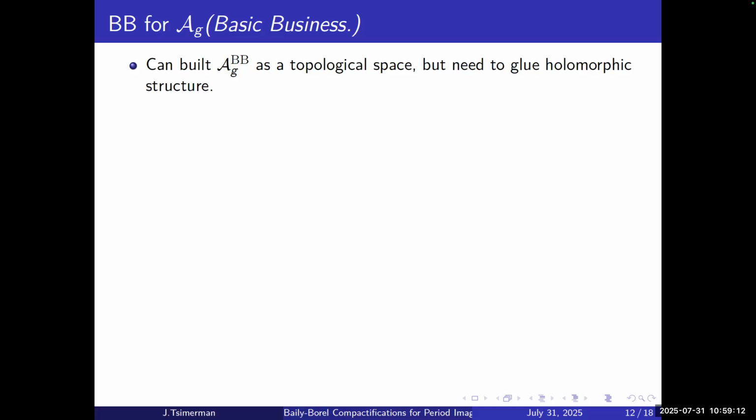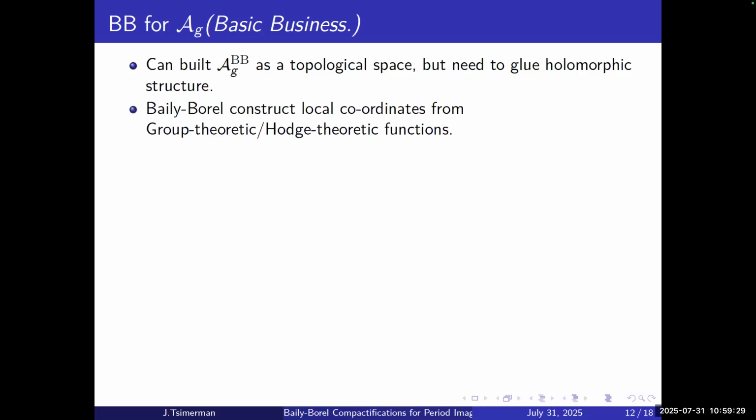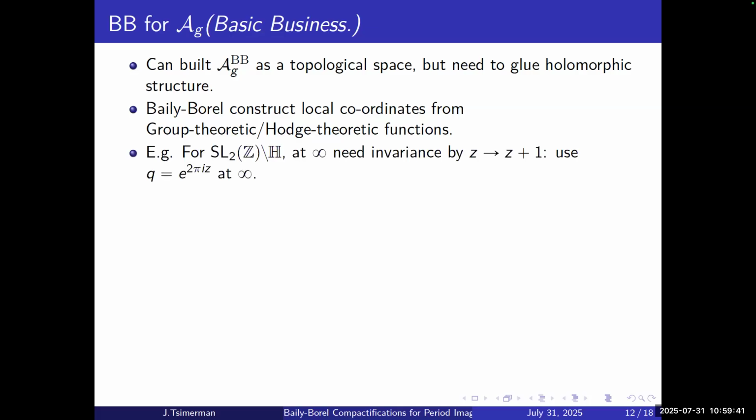So to build the Baily-Borel as a topological space, it's not particularly difficult, or it's been known for a while. But the trick is once you have it as a topological space, you have to give it an algebraic structure, and really the difficult part is to give it a holomorphic structure as a piece of your glue again. And the way that this is done is you find your local coordinates using the group theory, motivated by Hodge considerations, but the group theory explicitly gives you these coordinates.